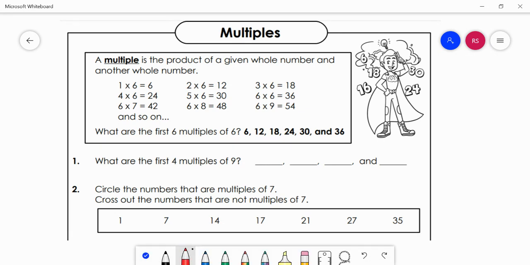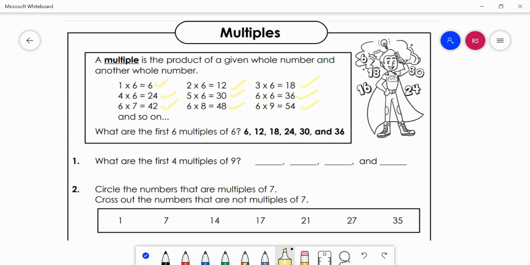Or I can think to myself, okay, let's start. 1 times 6 is 6. 2 times 6 is 12. 3 times 6 is 18. 4 times 6 is 24. 5 times 6 is 30. 6 times 6 is 36. 6 times 7 is 42. 6 times 8 is 48. 6 times 9 is 54, and I can continue. 6 times 10 is 60. 6 times 11 is 66, and I can keep going on and on and on.